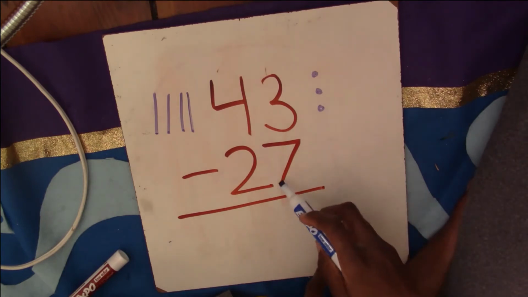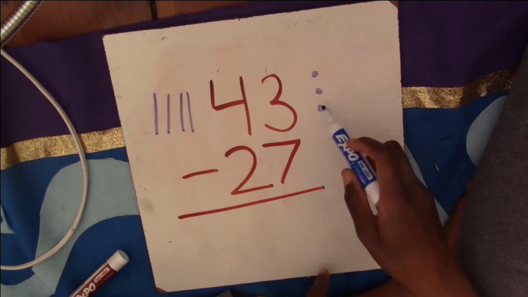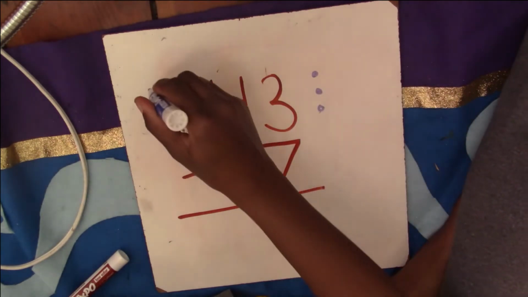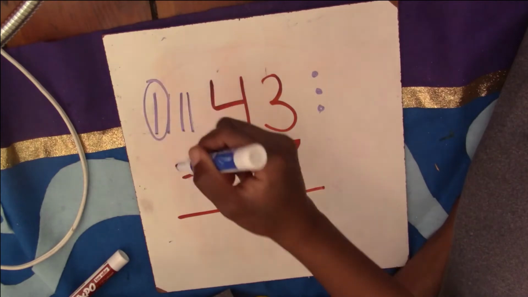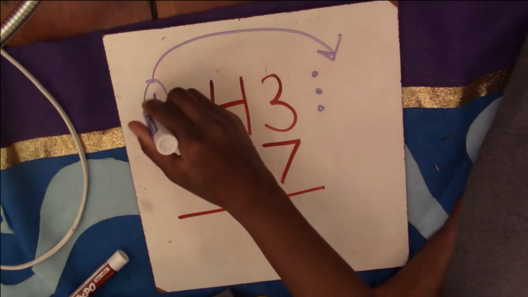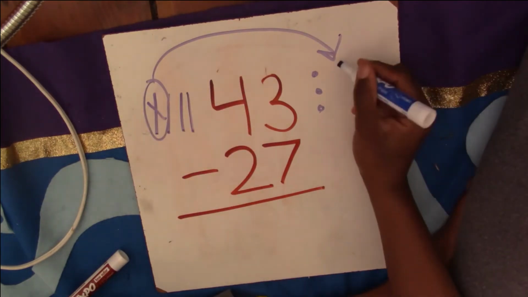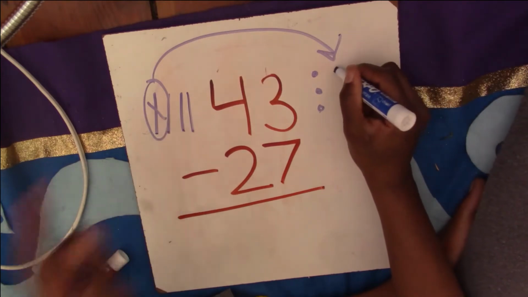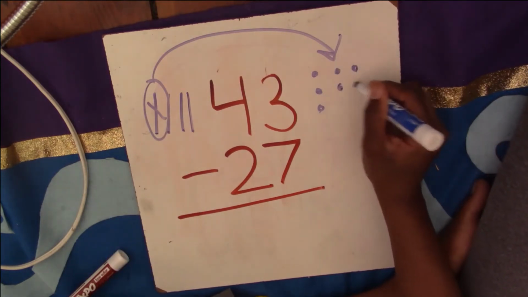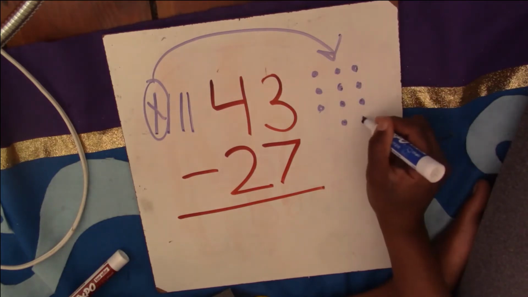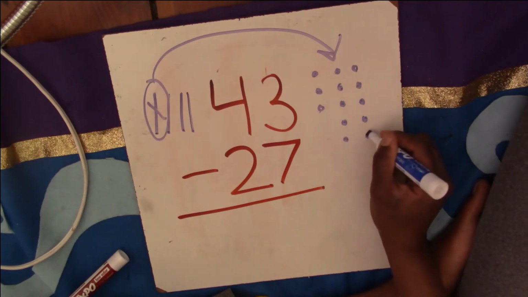Now I always start with my ones. So I'm going to take away 7 ones. Do I have 7 ones that I can take away? No, I do not. So I'm going to come over to my tens and borrow a 10. I'm going to break it up. In this group, there are 10 ones, so I'm going to draw my 10 ones: 1, 2, 3, 4, 5, 6, 7, 8, 9, 10.